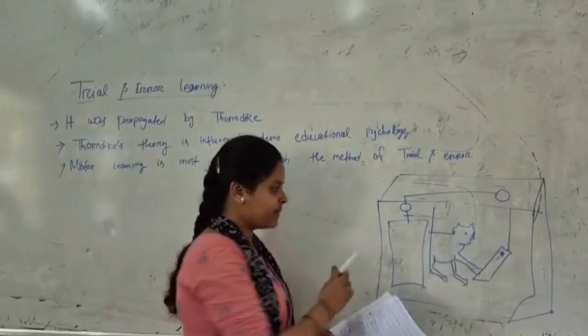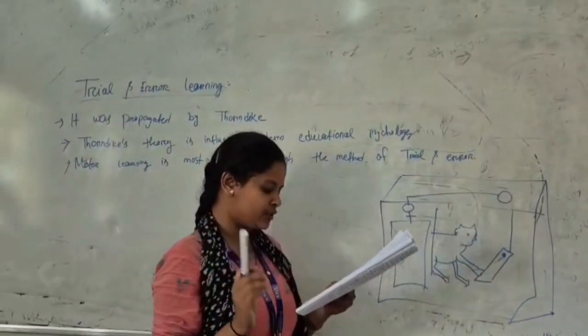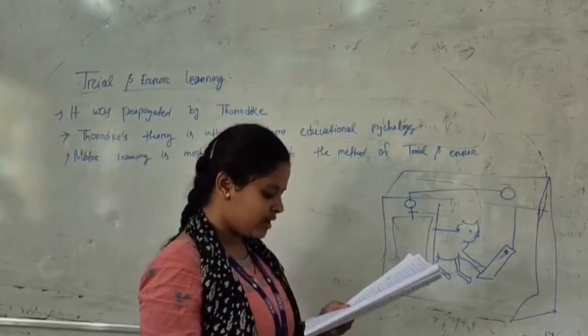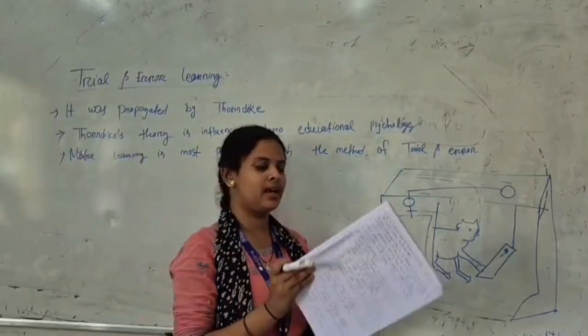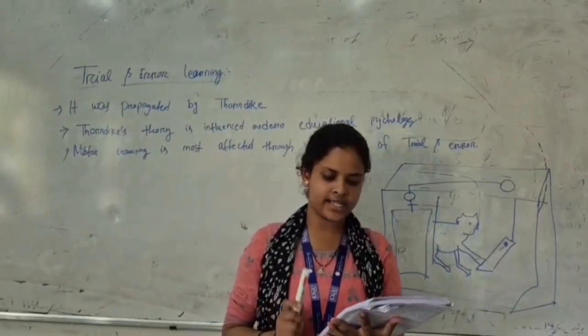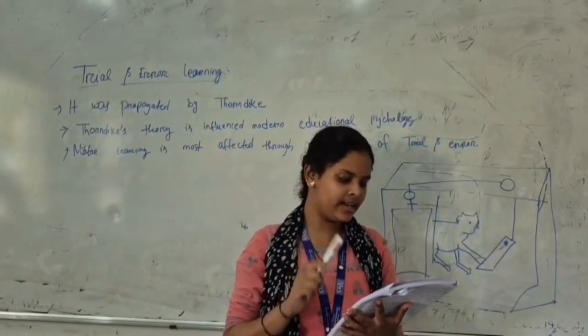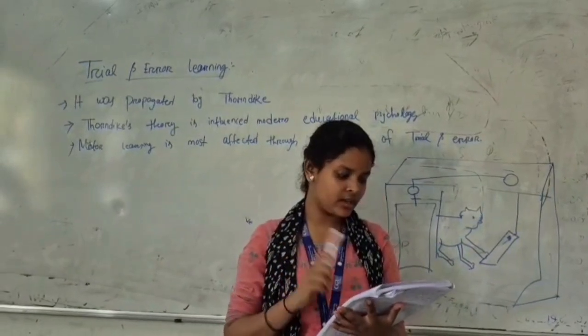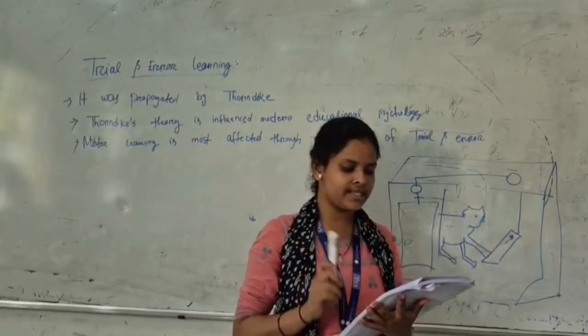The box is made in such a way that its door can be opened by pressing an inside lever. The cat becomes restless and makes all kinds of attempts. Thorndike observed that as the number of trials increased, the unnecessary and irrelevant activities of the animal were getting reduced. The errors gradually become fewer until the last trial.